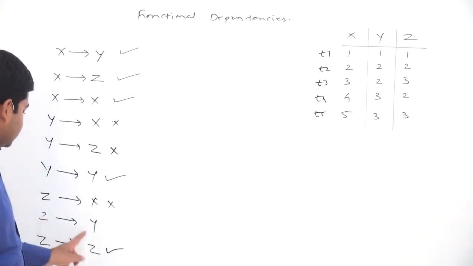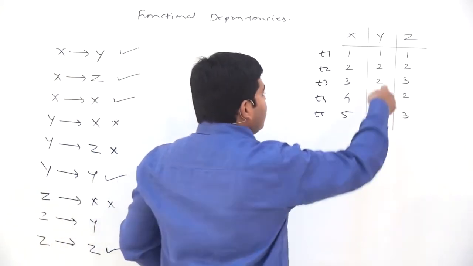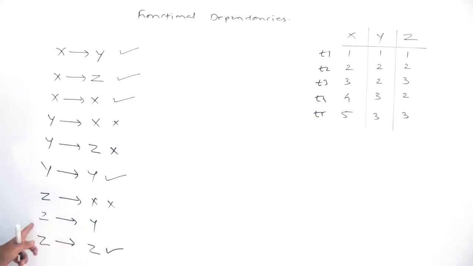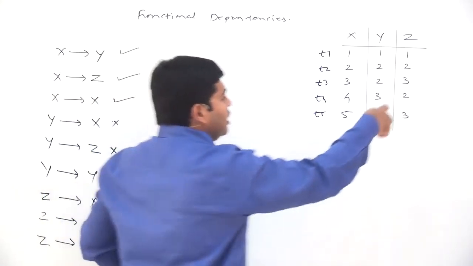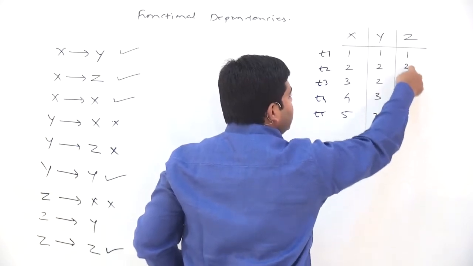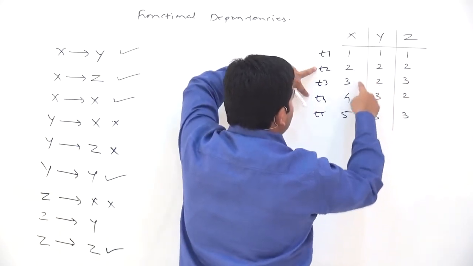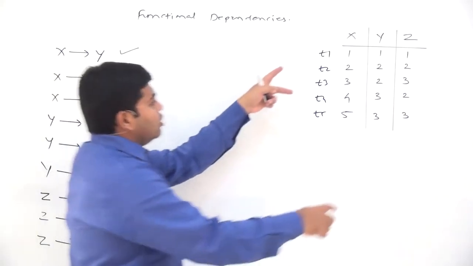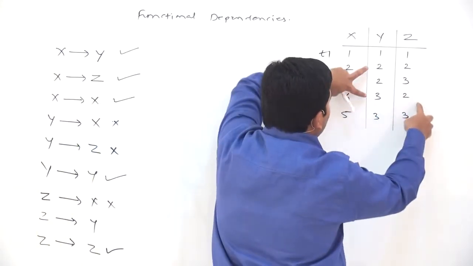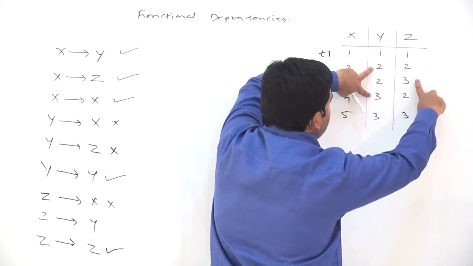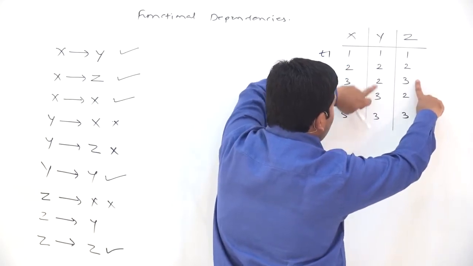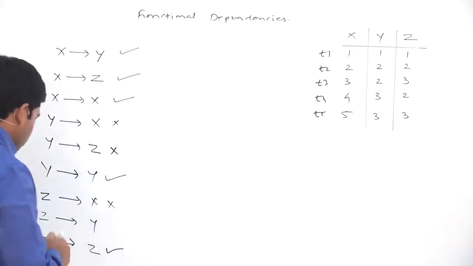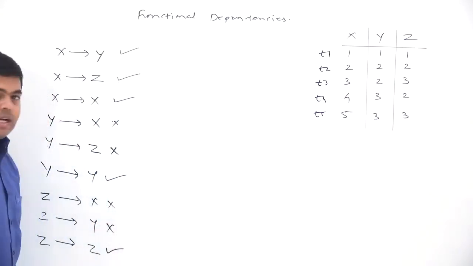Then let us take this second statement. From z, can we get the unique value of y or not? Sorry, we want to check z gives y or not. Whenever z is equal to 2, y can be either 2 or 3. Similarly, when z is equal to 3, y can be either 2 or 3. From z you don't always get a unique value of y, and therefore z gives y is an incorrect statement.